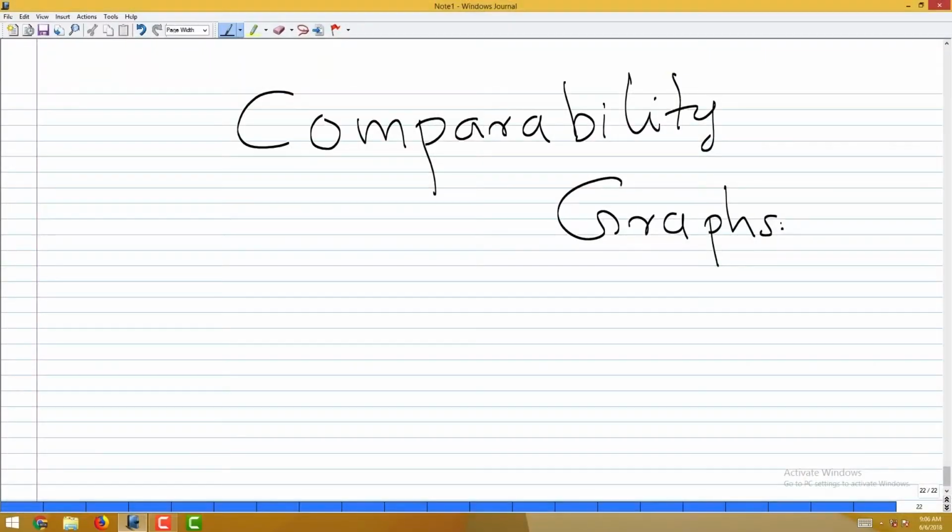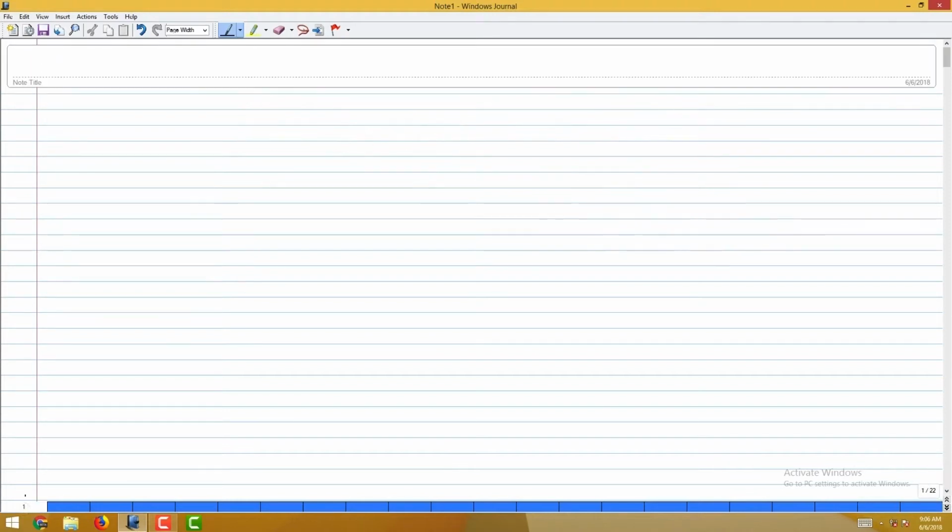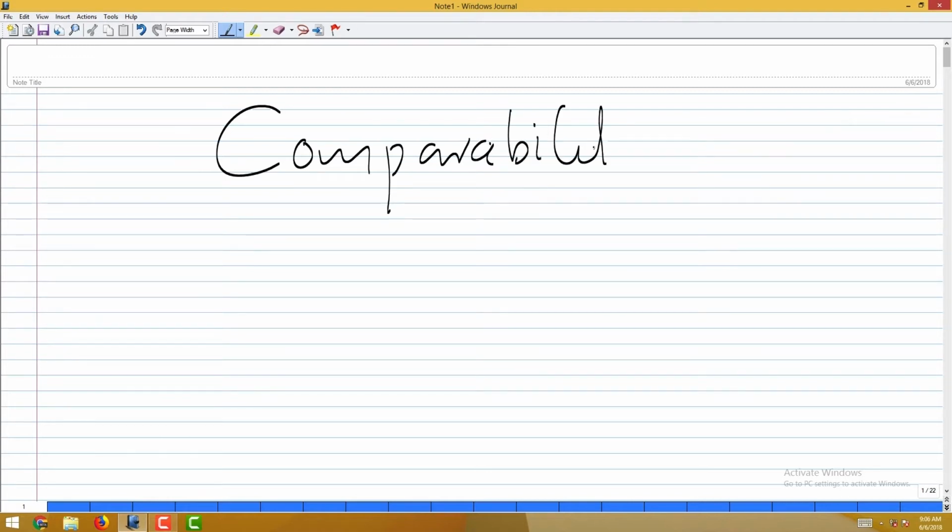So, today let me consider another subclass of perfect graphs, which is on the 22nd page. Okay, I will come back to comparability. So, what is a comparability graph?